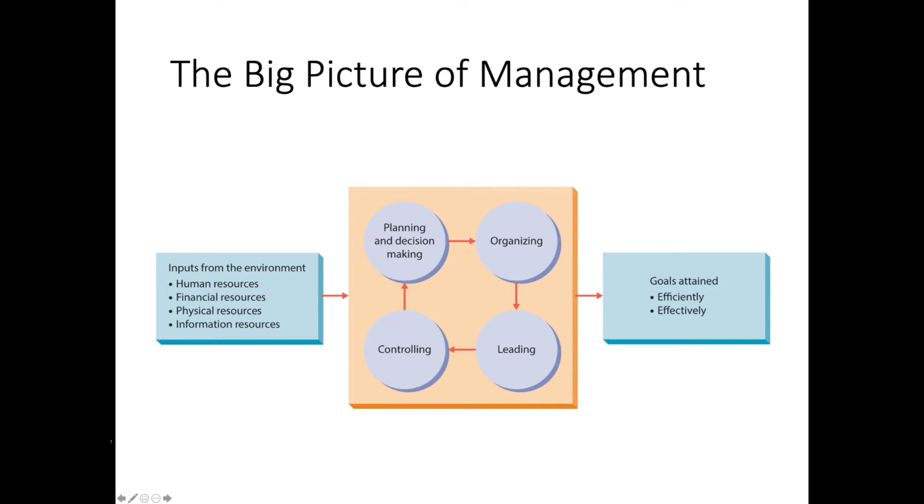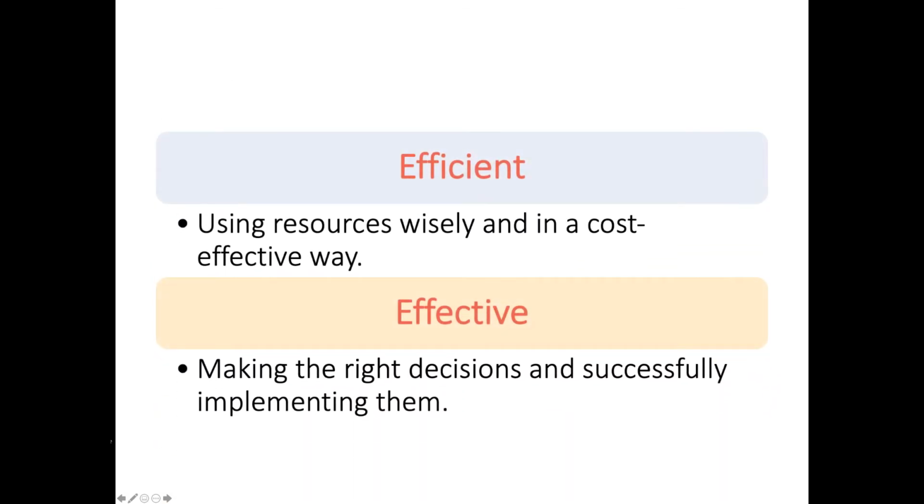All right, so the big picture of management. In this video, we're looking at what does it mean to attain goals efficiently and effectively. Well, let's define those terms. Efficient refers to using resources wisely and in a cost-effective way to get the very, very most out of the resources so you're not wasteful, so you're not squandering resources and opportunities, so you're not spending more money on resources than you really needed to if you simply were operating in a more cost-effective manner.